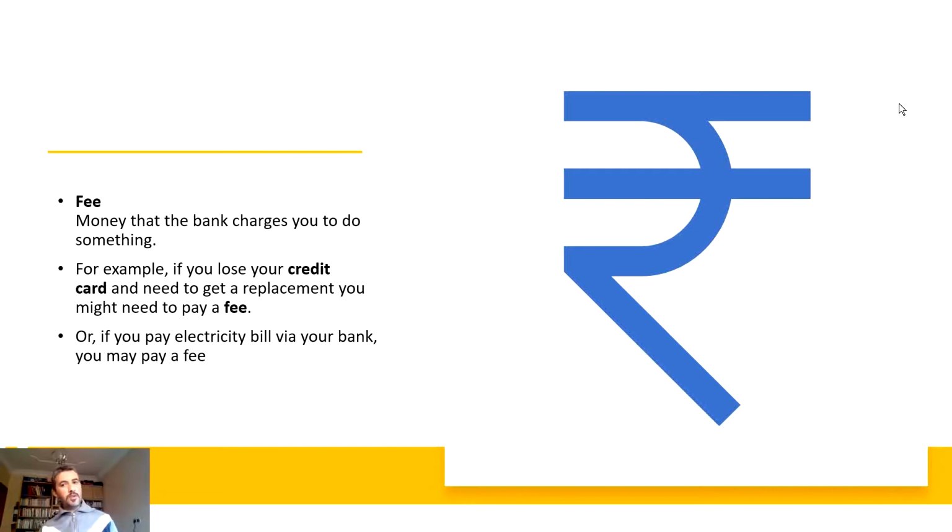A fee. A fee is money that the bank charges you to do something. For example, if you make a transaction, they take money from you. This is a fee. For example, if you lose your credit card, you need to get a replacement, another one, so maybe you need to pay a fee for that. Or you need to pay an electricity bill, or a water bill, or a phone bill. Now we can do that via the bank, with applications. You can pay, but yes, you pay a small amount, so 1 dirham, 2 dirhams, 3 dirhams. That's a fee. Okay, les frais.